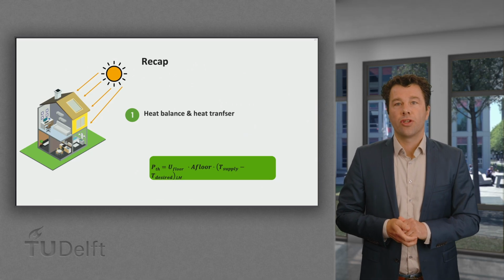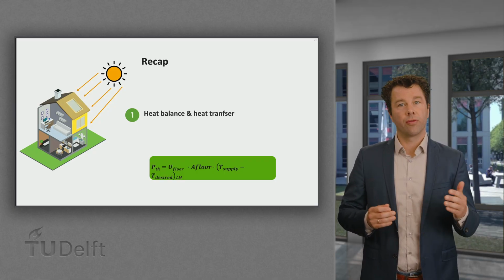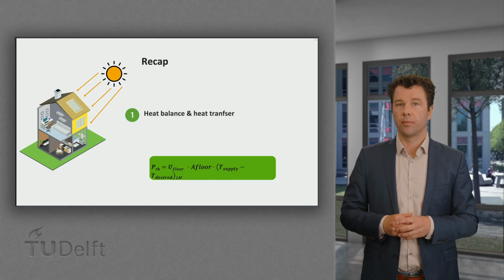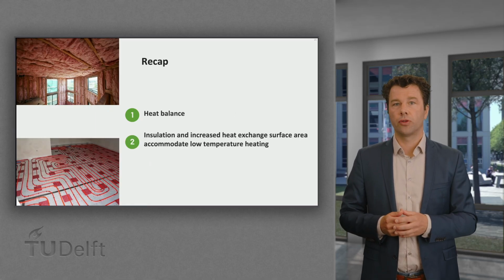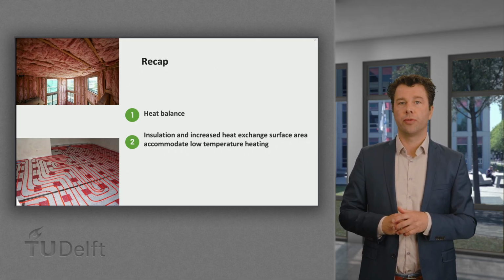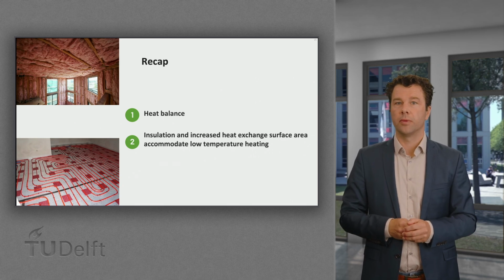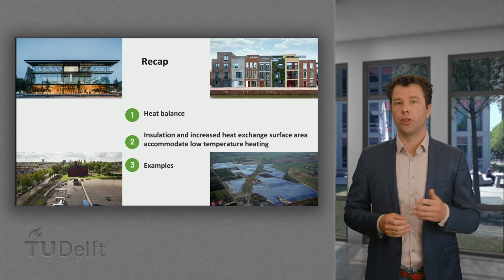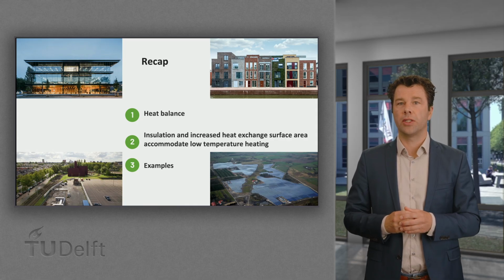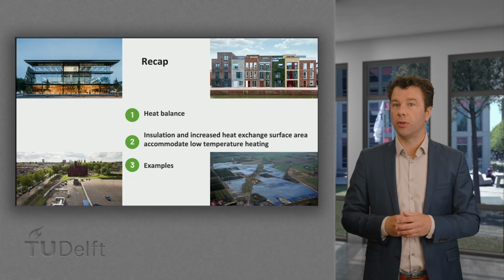Now, let's summarize our learnings. We discussed heat losses and gains in an energy balance and how to quantify heat transfer to supply heating. We also discussed how fossil fuels create lock-in for high supply temperatures, and we need to insulate and increase heat exchange surface to accommodate lower supply temperatures to enable renewable heating. And last but not least, I showed you various examples of heat supply systems introducing various technologies which will be discussed in the heat components module.